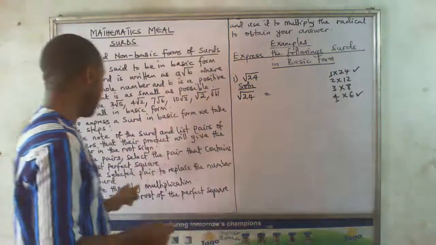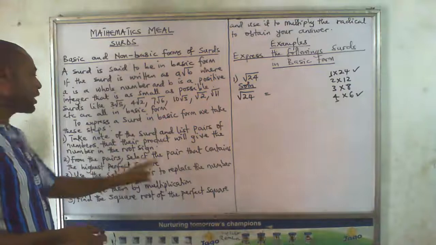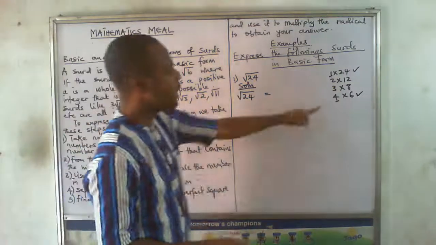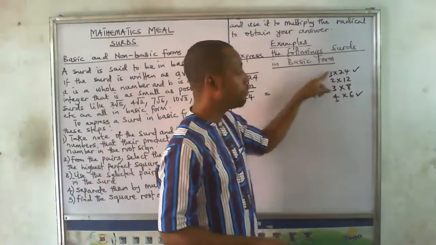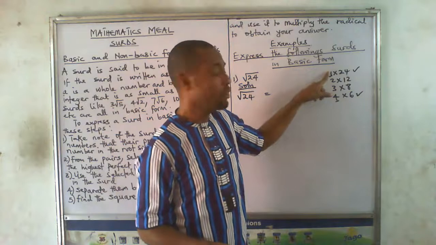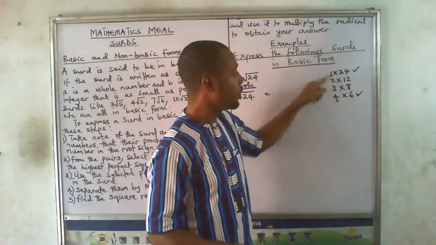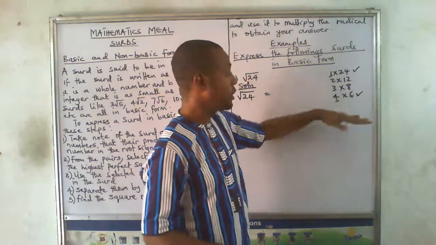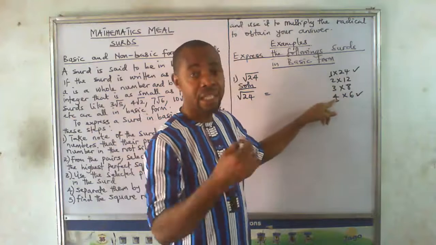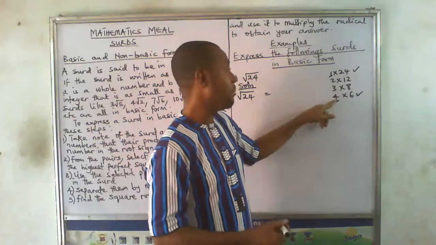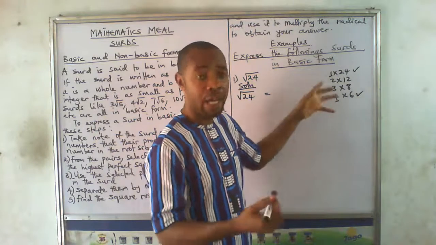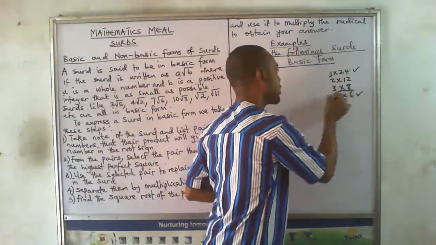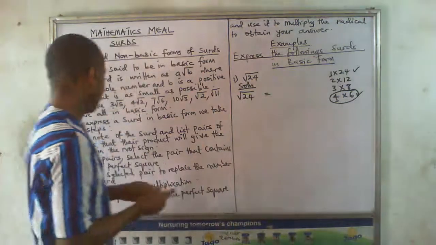But let's go back to the step again. It says from the pair, select the pair that contains the highest perfect square. So here 4 is larger than 1. So we are going to select this pair, not this pair, because this particular pair contains a higher perfect square, because we only have 2, a higher perfect square. So we're going to select this. All right, we have selected.